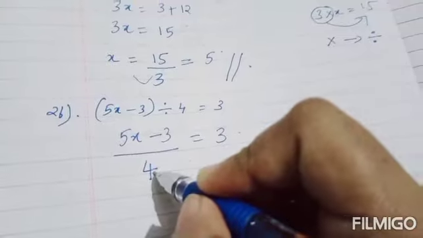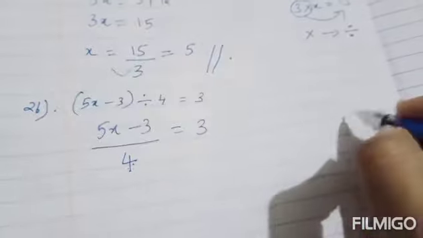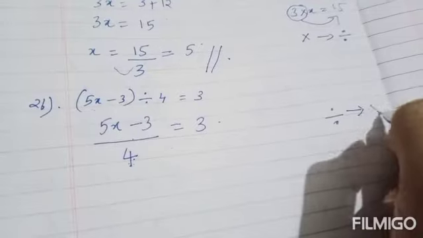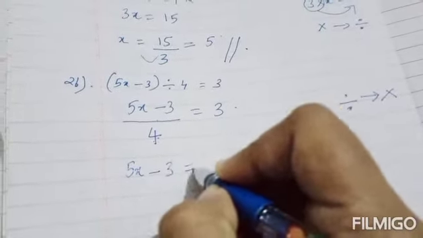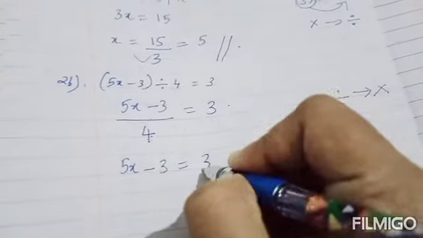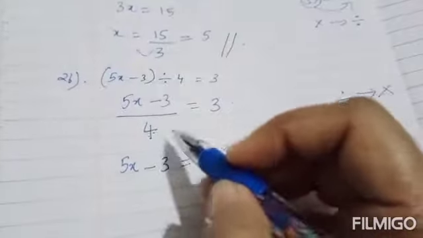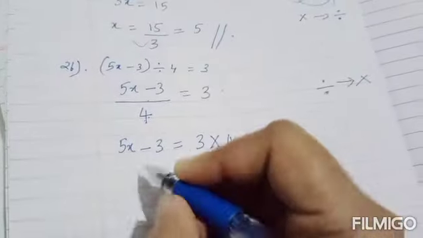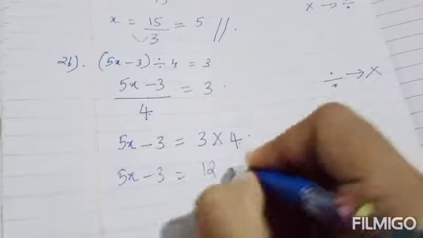Now this 4, divided by 4, you can take to the other side. So you know division on taking to the other side will become multiplication. So how can we write: 5x minus 3 equal to, here 3 is there, 3 into 4 it will be. Division 4 on taking to the other side will become multiplication 4. Now 5x minus 3 equal to 3 into 4, it is 12.